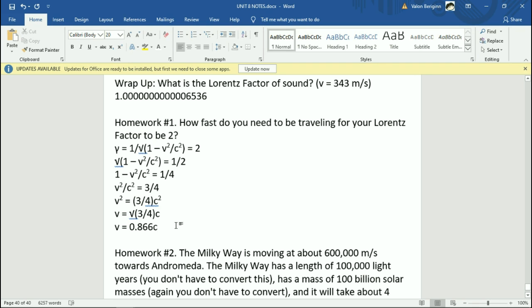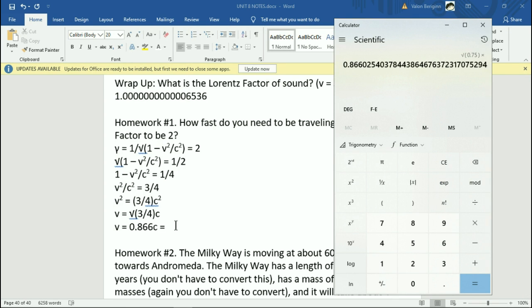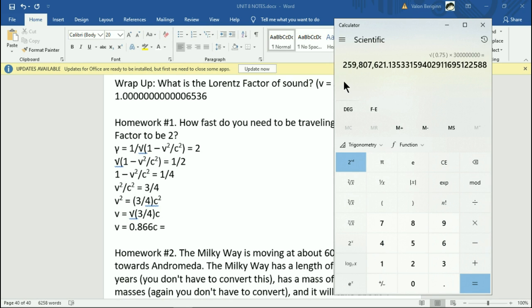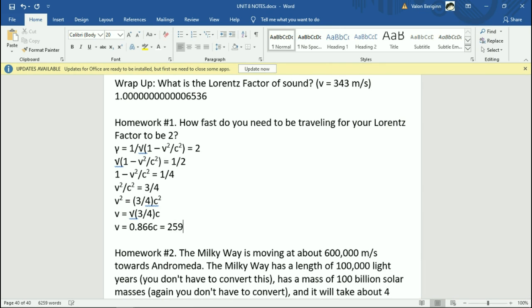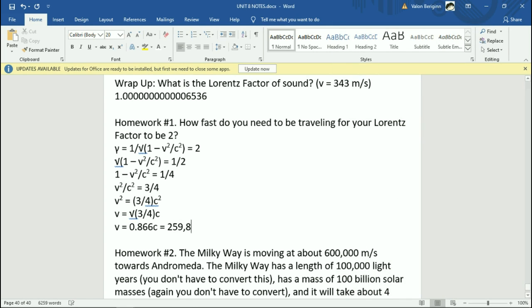That much times the speed of light, which if you want to put that into meters per second, is 259.8 and so on. There you go. That's how fast you have to be going for your Lorentz factor to be 2.